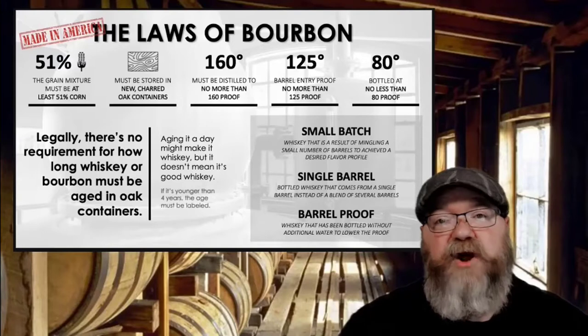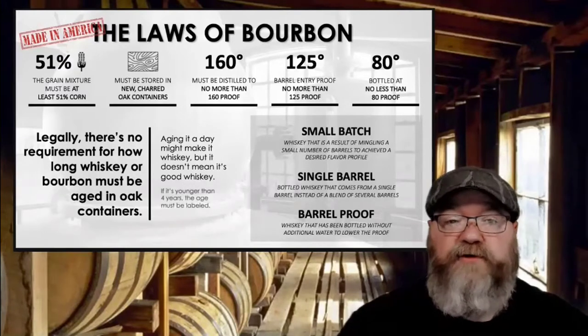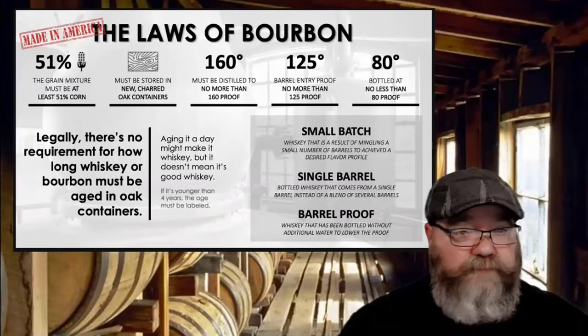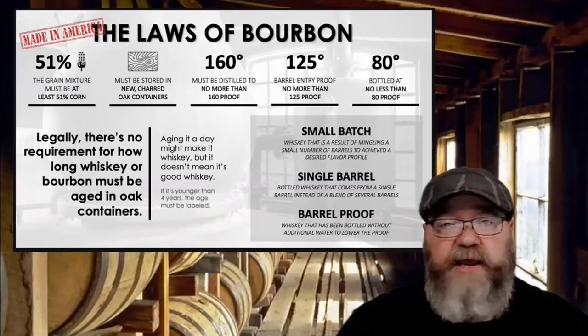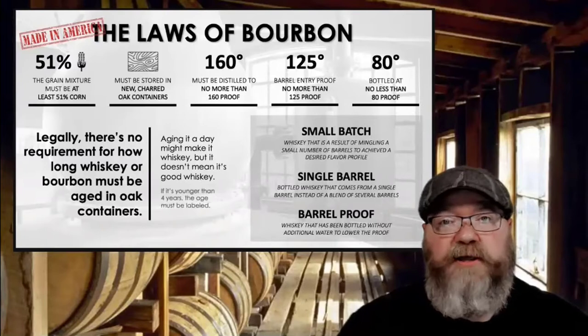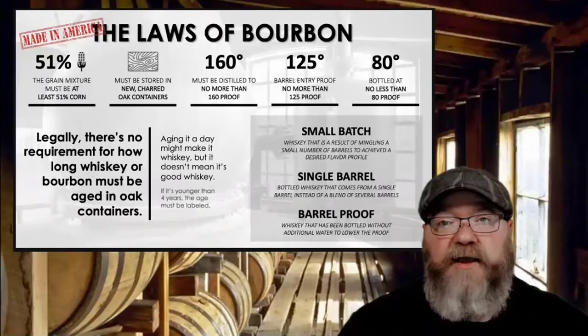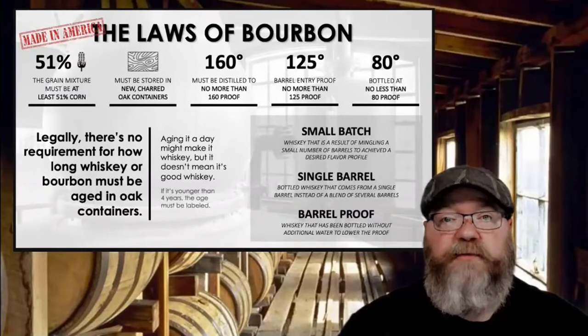The next thing to know is that grain recipe, or what we refer to as the mash bill, has to be made of at least 51% corn. Okay, from there you can add wheat, you can add rye, you can add malted barley. Some places will experiment with things like quinoa and brown rice and millet, but the standard profiles are going to be wheat, rye, corn, and malted barley.